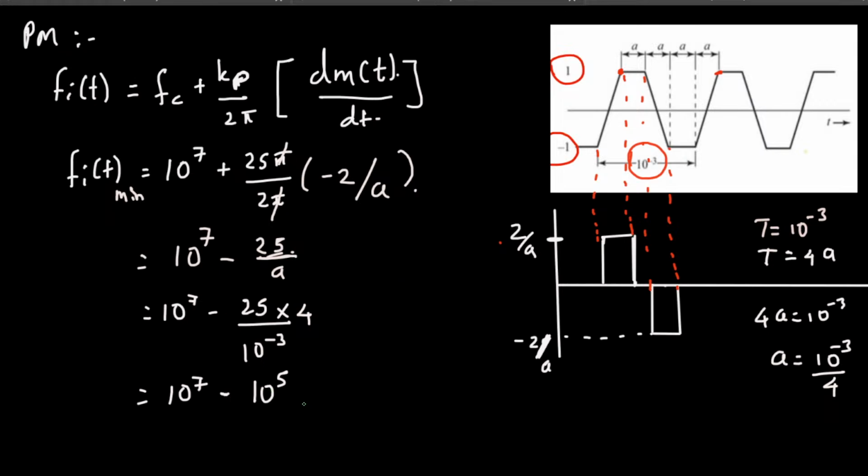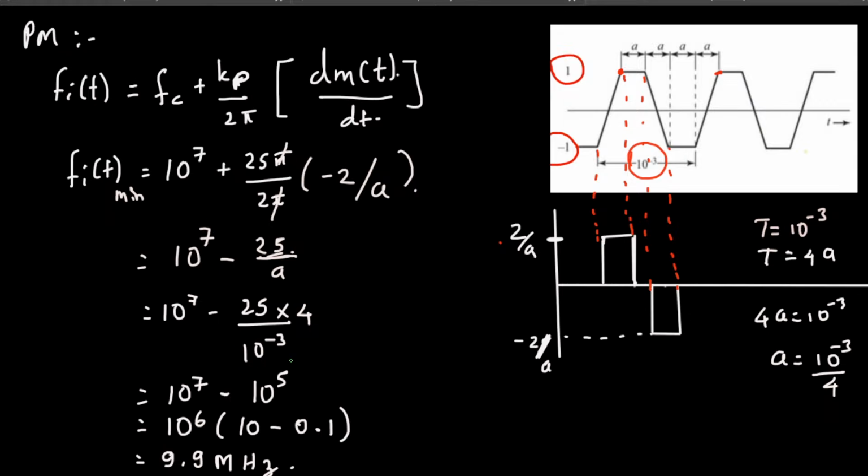Now we can express this one in a better way by taking 10 to the power of 6 common. So that's going to be 10 here, and then here this is going to be 0.1 in this case. So that is 9.9. So we can say 9.9 megahertz is the minimum. And maximum is going to be plus, that's it.